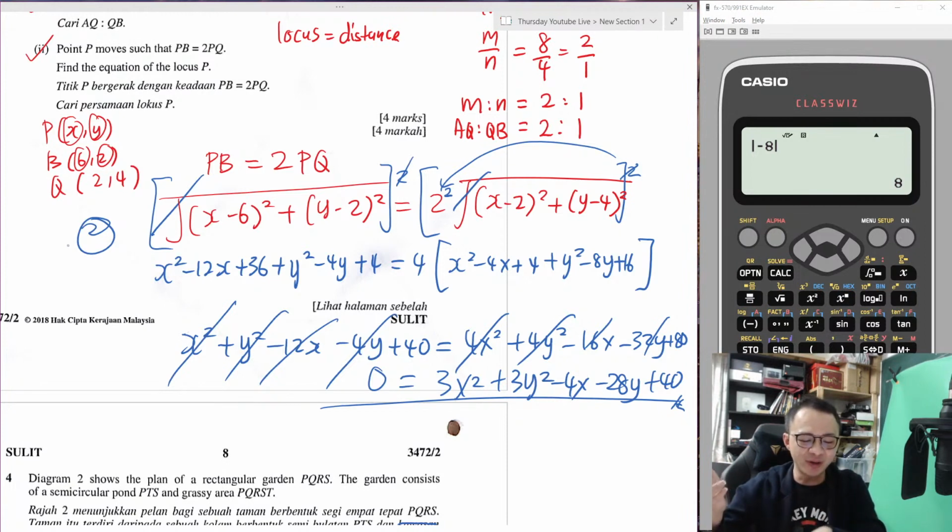And then after that, I want to check whether it is possible to divide by 3 for the whole equation. I realize I have negative 4 and positive 40, so that means I cannot divide by 3. Then there's nowhere to further simplify. Because sometimes all the numbers can be further simplified, then we need to do that.